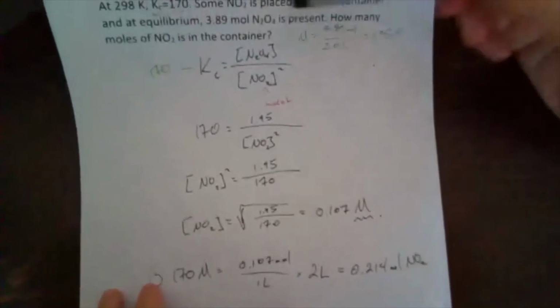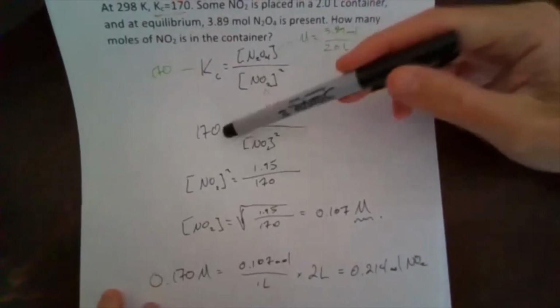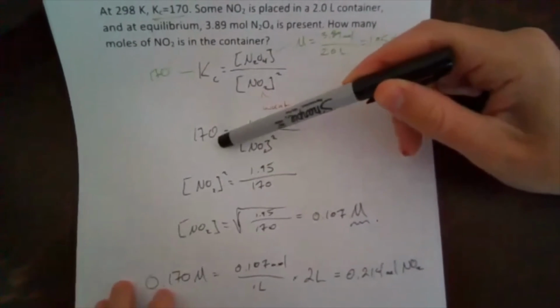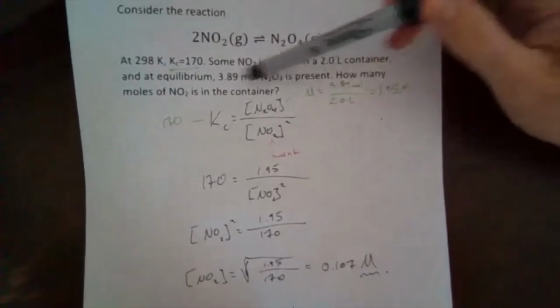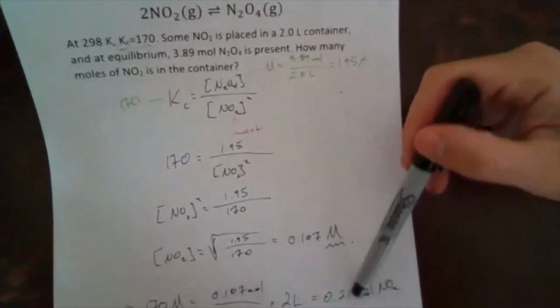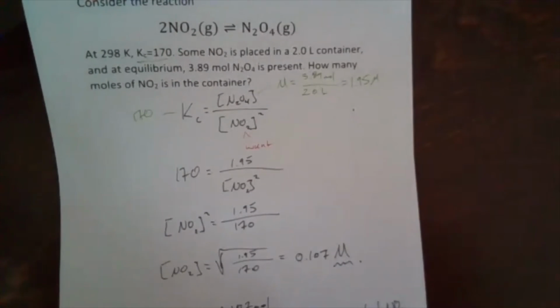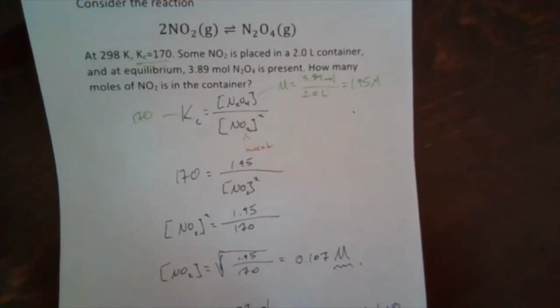You'll note Kc is, where is Kc? 170. So it is greater than 1. So we do expect more product, which is what we're seeing, 3.89 versus 0.2. But 0.2 isn't exactly a tiny amount relative to that, right? It's just less than a tenth of the product amount, the reactants that are left over.